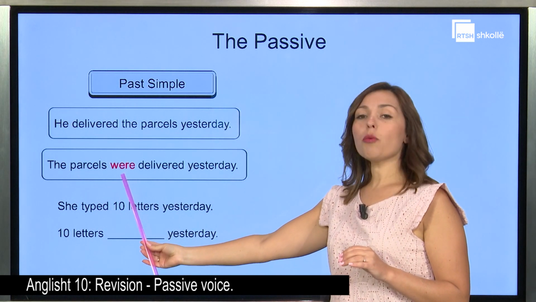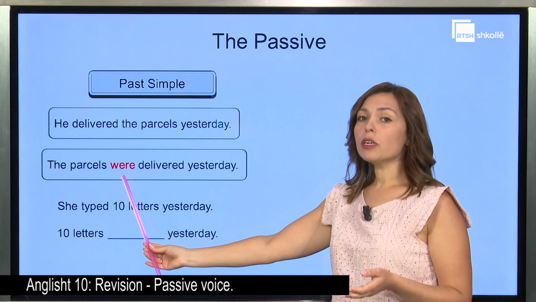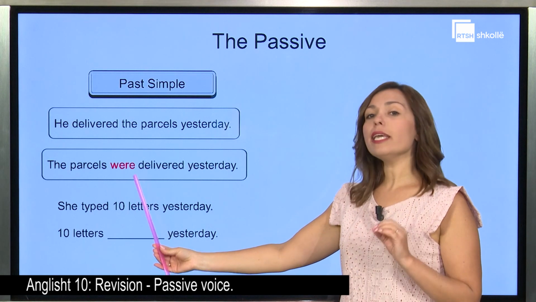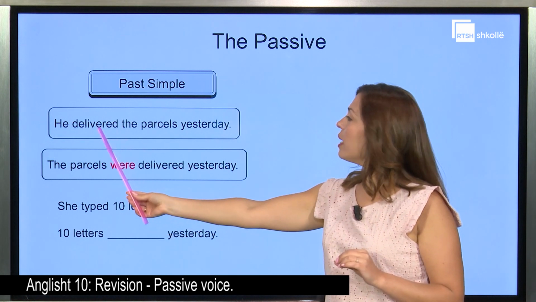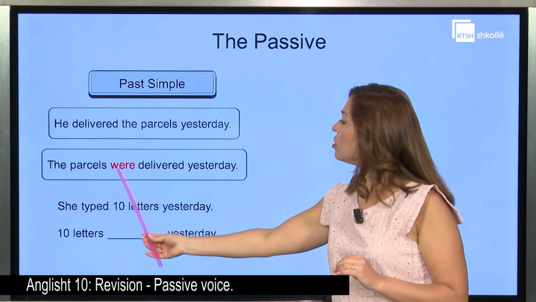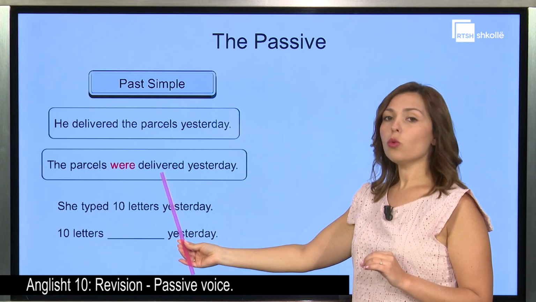The verb to be now in the past. Were. I was, you were, he was. So the verb to be in the past, were. And the past participle, delivered. The parcels were delivered. When?